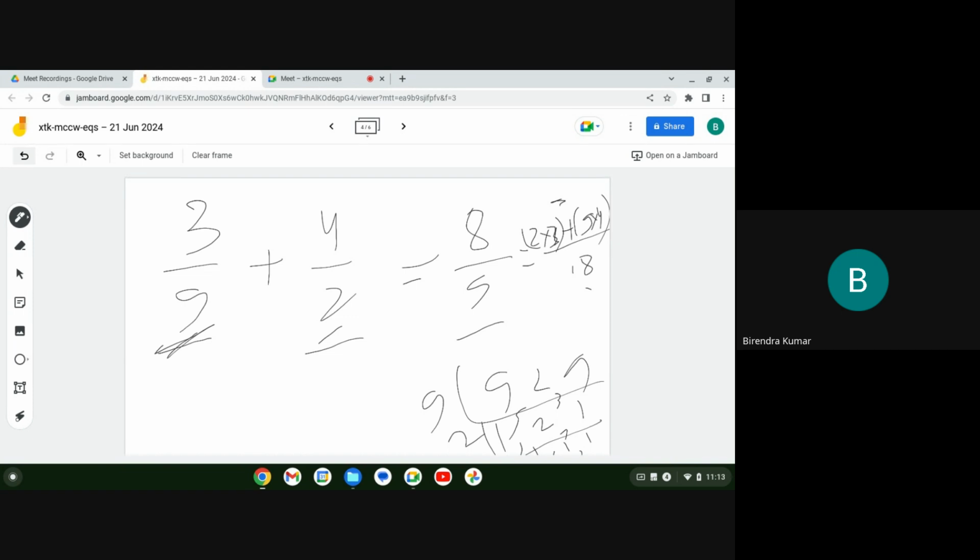And then 9 2s are 18, so 2 into 8. This is my third one. So this is this plus this minus this, by 18. And I'll do the calculation. So be it addition, subtraction, or addition and subtraction together, my approach doesn't change. I'll just do it simply.